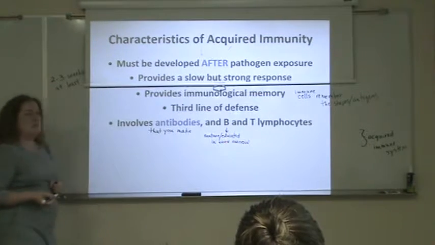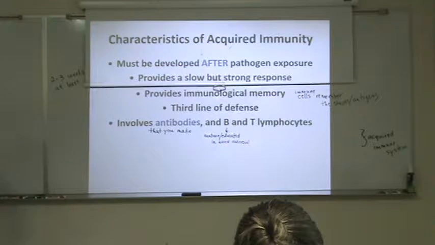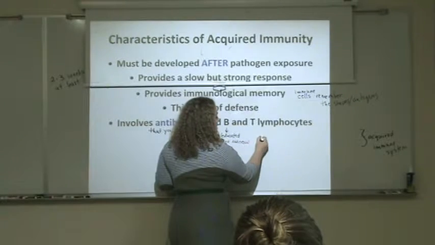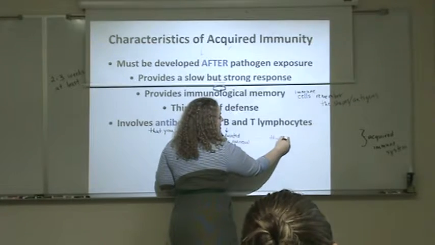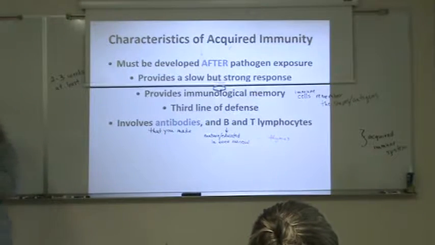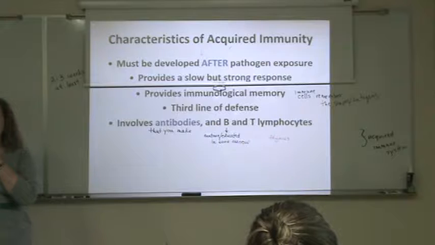B lymphocytes get their shape training, let's say, in the bone marrow. T lymphocytes get their shape training in the thymus. So remember, thymus, it's about right here. It shrinks as you grow up.